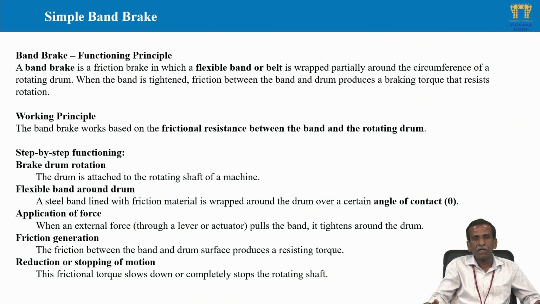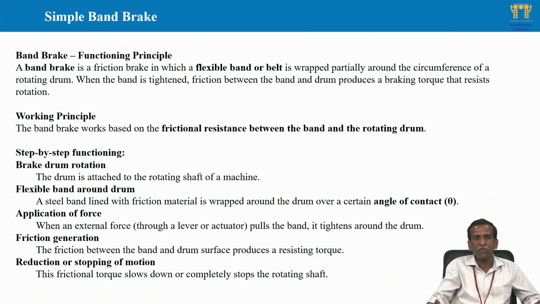The principal working principle of this brake is simple: the frictional resistance between the band and the rotating drum. So you need to understand some important aspects of this brake. Brake drum rotation: the drum is attached to the rotating shaft of a machine. Flexible band: it is wrapped around the drum over a certain angle of contact, whatever that angle of contact we will see.